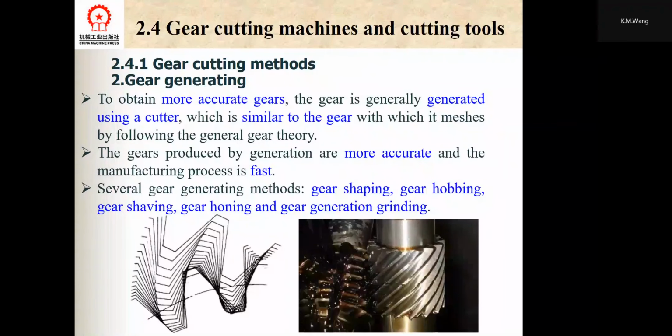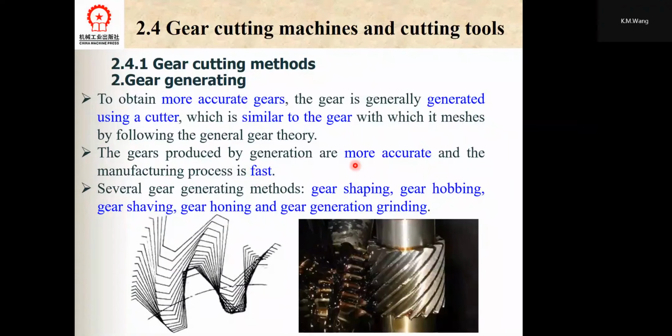They are used in cutting gears in large volume production. There are several gear generating methods. The first is gear shaping, then gear hobbing, gear shaving, gear honing, and gear generating grinding. These are some of the gear generating methods. The gears produced by generation are more accurate, and the manufacturing process is faster.